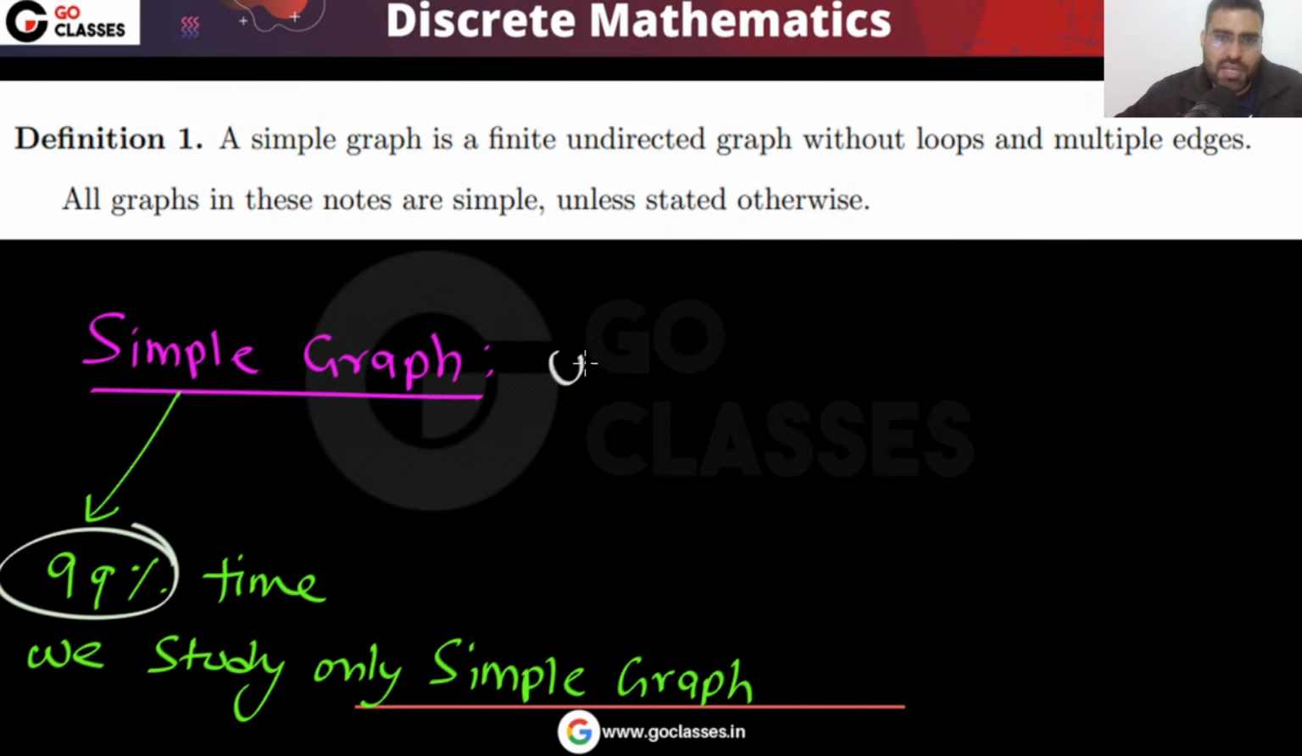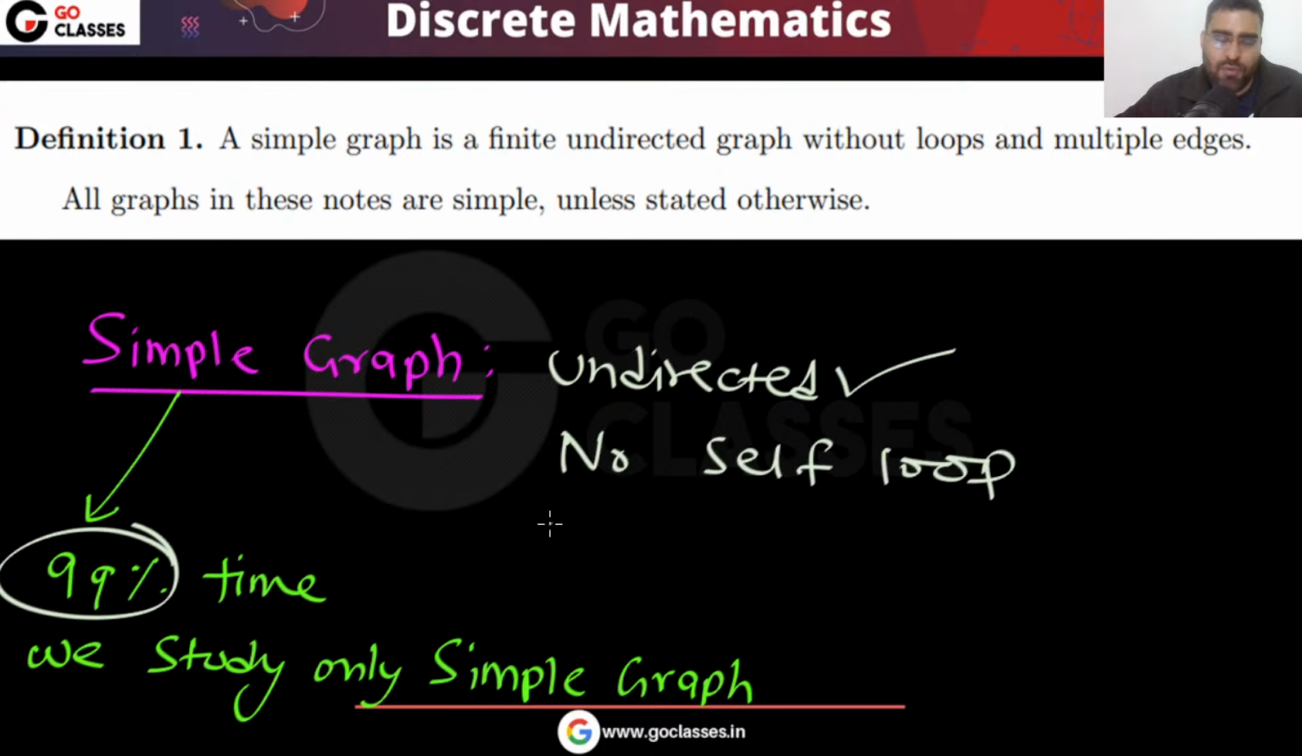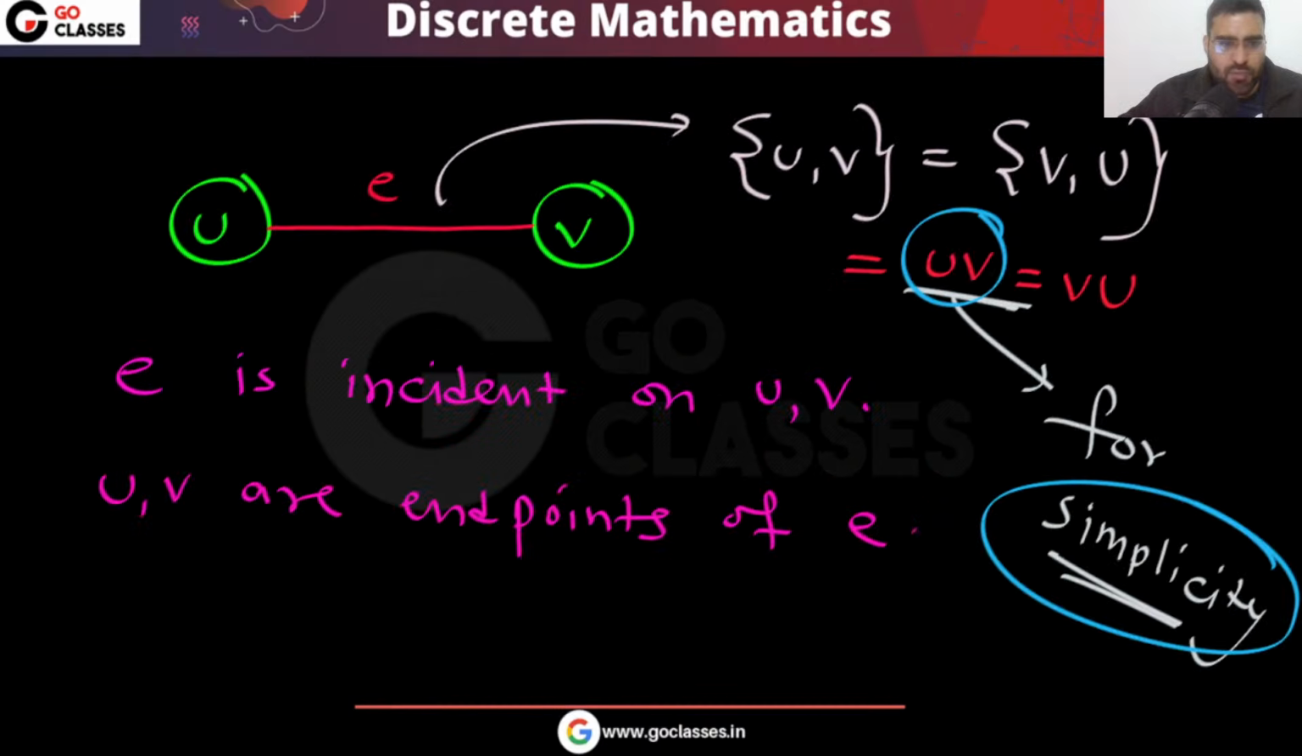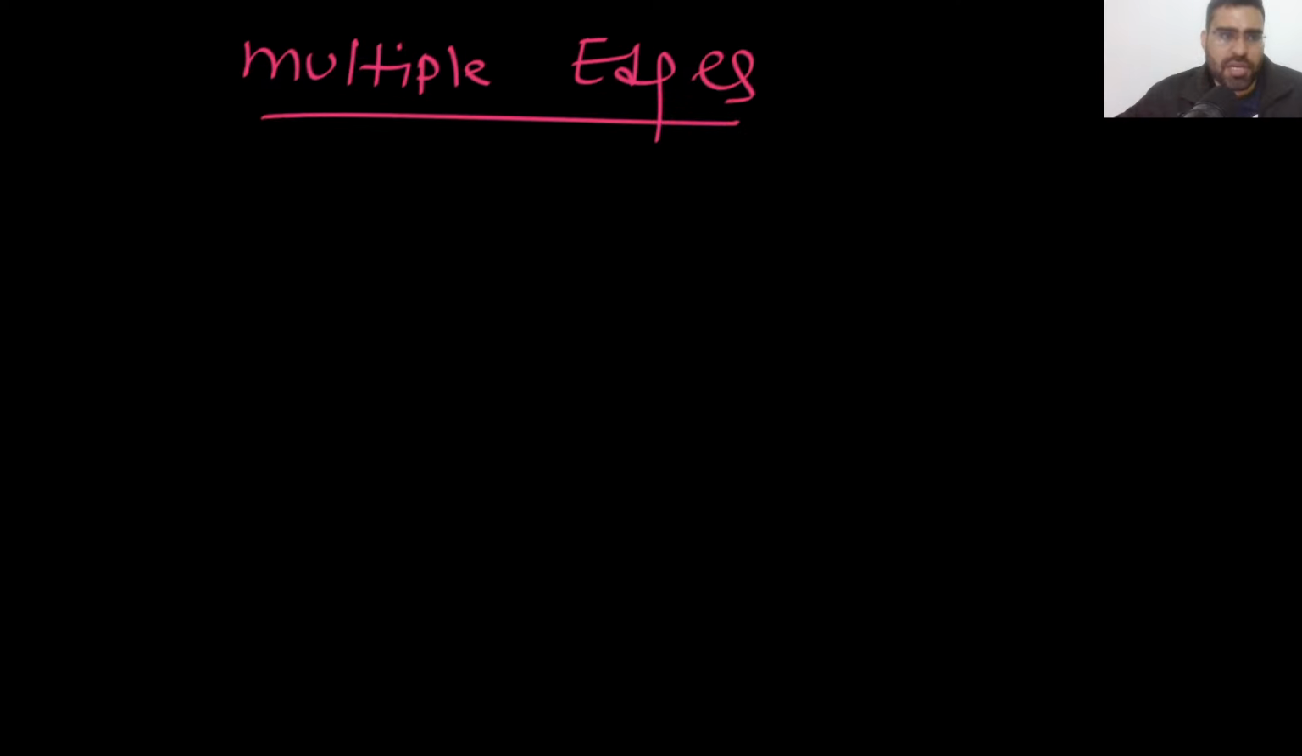What is a simple graph? A simple graph is undirected. There is no self loop, and there are no multiple edges. Now let me explain what multiple edges are. What are multiple edges? You can see that multiple edges are also called parallel edges.